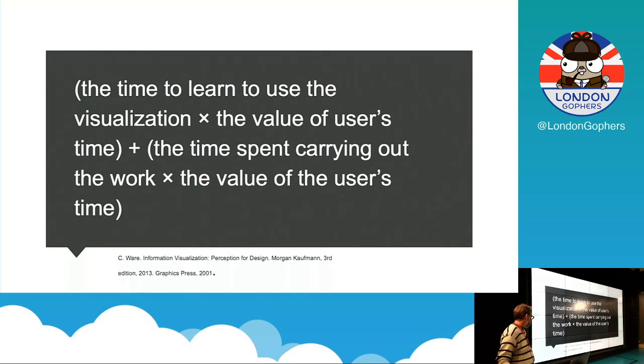The first part is how long it takes to learn how to use that visualization multiplied by the value of that specific user's time. Because time is probably the most expensive thing. And then that gets added to the time spent actually building that visualization multiplied by the value of that user's time. Now, there are a lot of skills involved at this point.